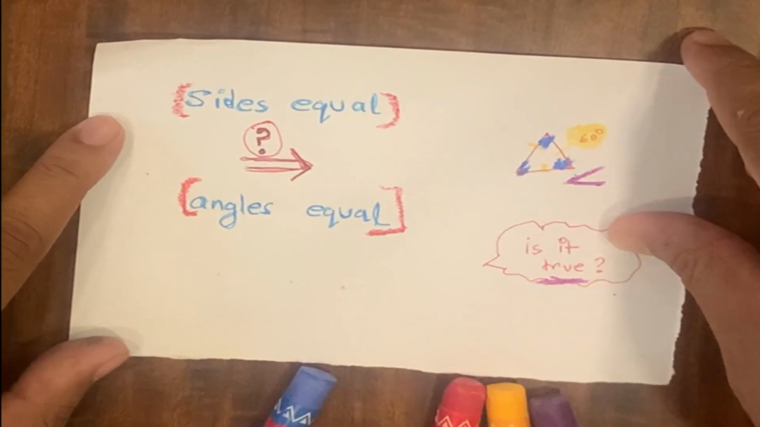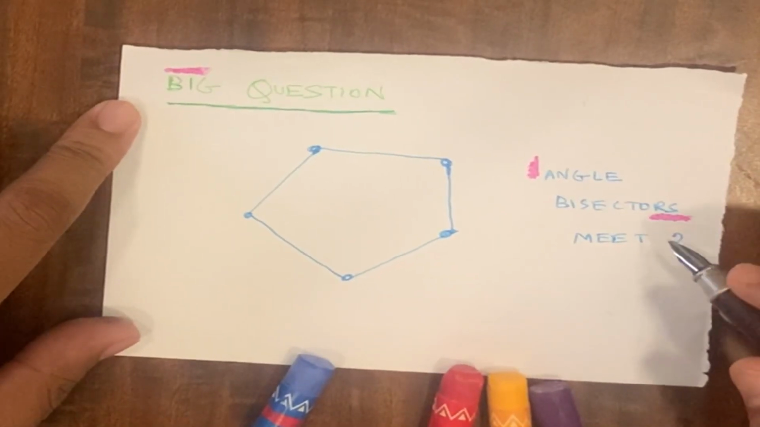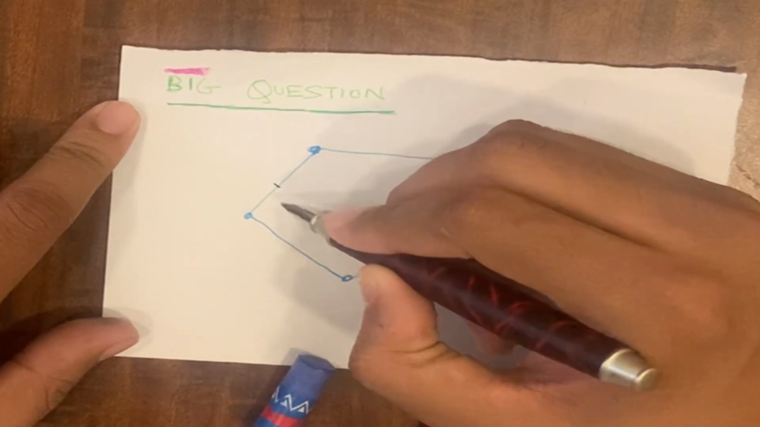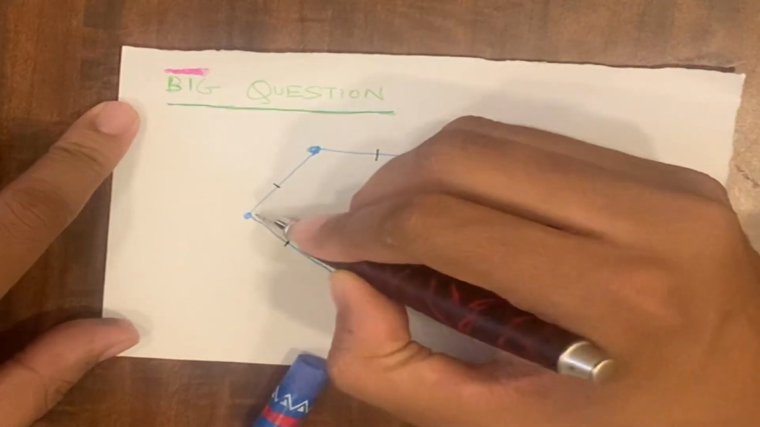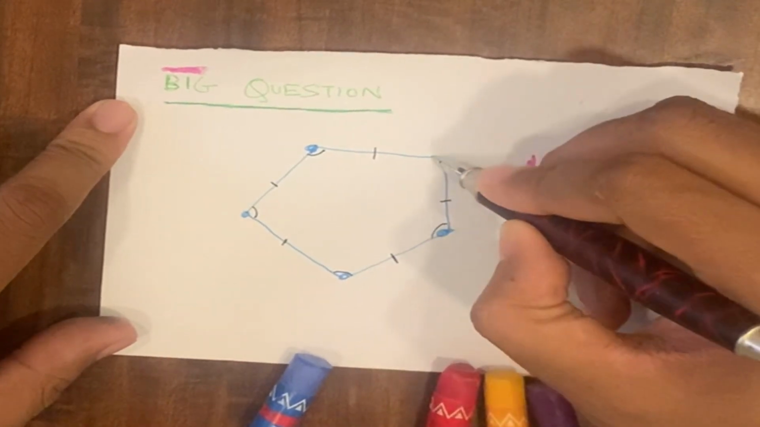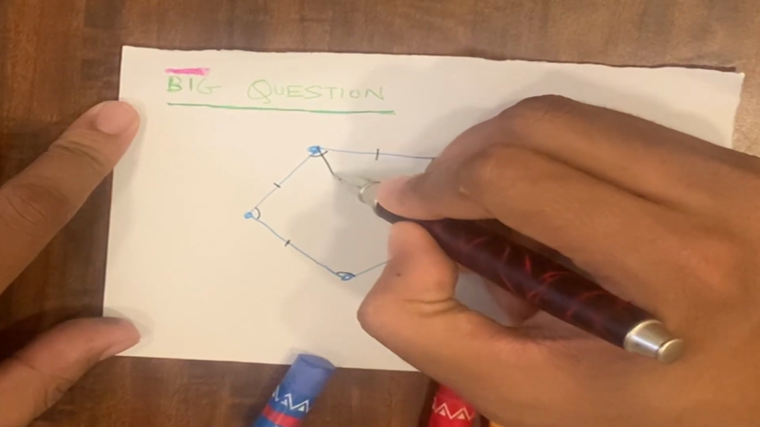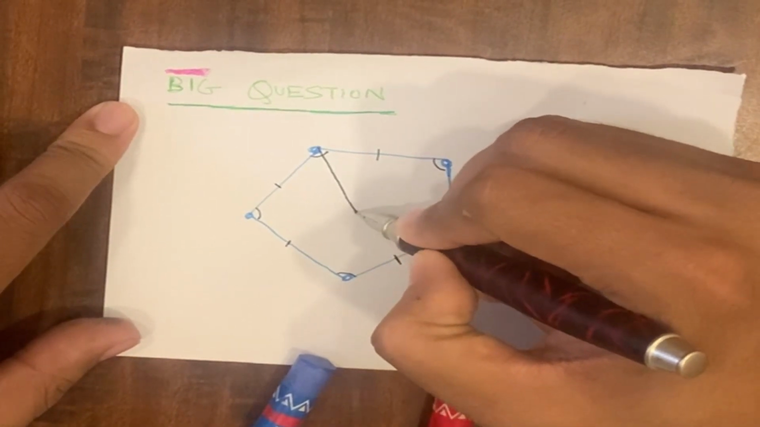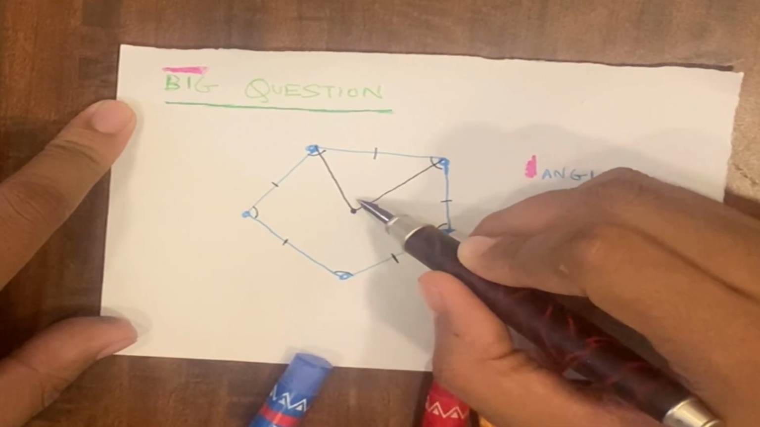Now let's move on to the main problem. So here is the big question. Suppose we have a regular pentagon. That is, all sides are equal and all angles are equal. That's given. Will all the angle bisectors of this regular pentagon meet at one point?